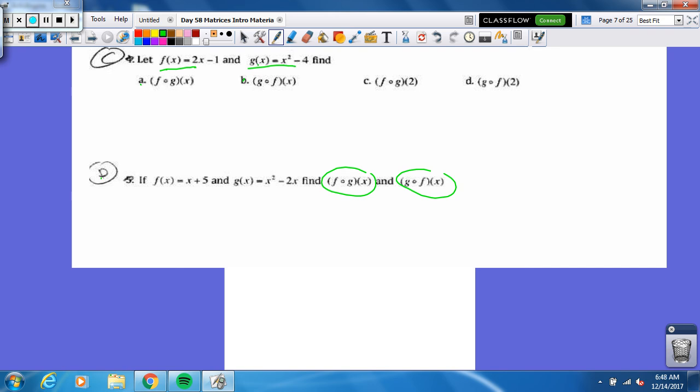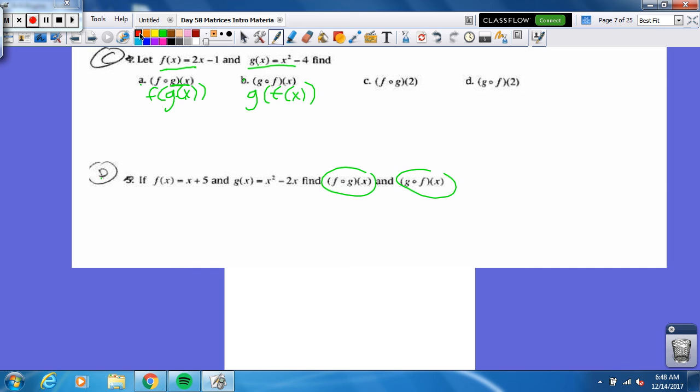All right, so this looks common. It's like f circle g. What is that? Well, it's f of g of x. You go inside to outside. And then b is g of f of x. It's the same thing. All right? No problem. We can do this.